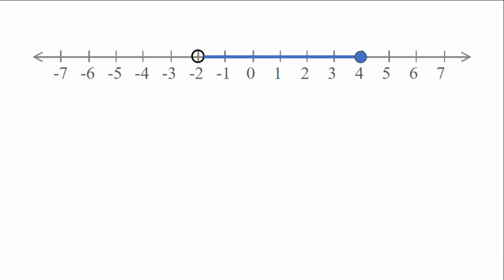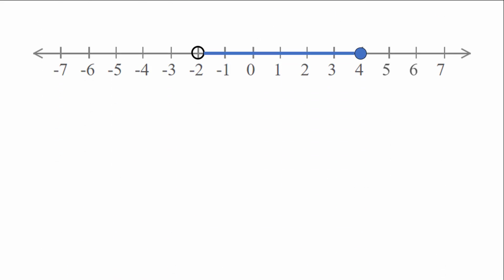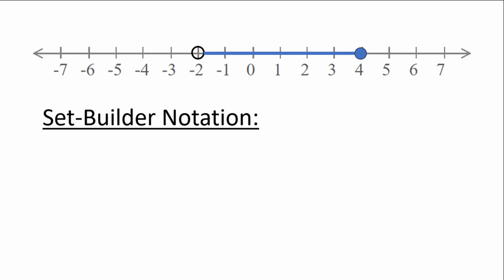Let's take a look at this example. We have the values ranging from -2 to 4 on the number line, but -2 has an open circle, indicating that -2 is not part of the interval. 4 has a closed circle, indicating that 4 is part of the interval. For set builder notation, we have x such that x is between -2 and 4. But we have a less than sign instead of a less than or equal to sign on the -2, because -2 is not included in the interval.